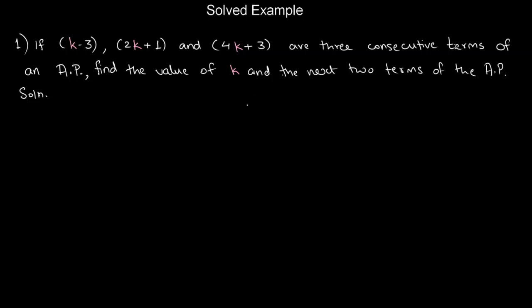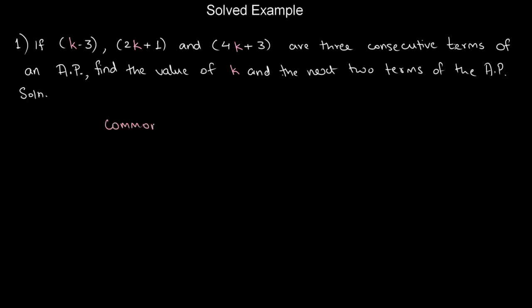Now, if you remember the definition of an arithmetic progression, if you add a certain number to a given term, you will get the next term, right? Conversely, the difference between any two successive terms will always be the same in an arithmetic progression. That difference is what is known as the common difference.